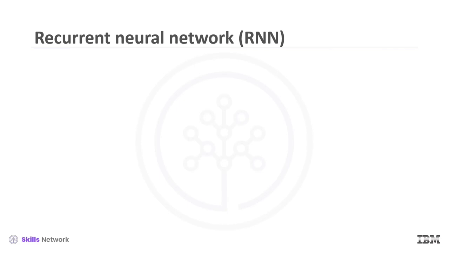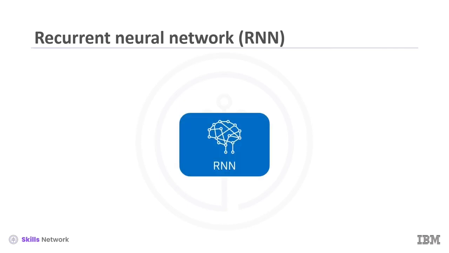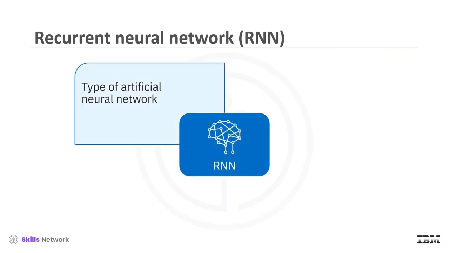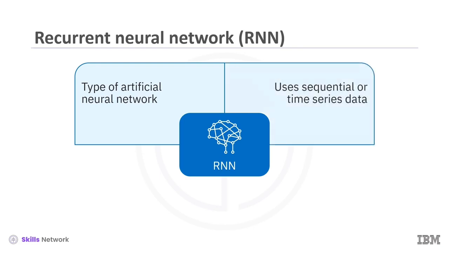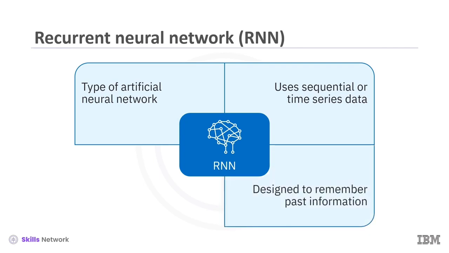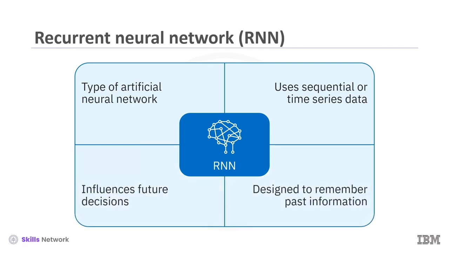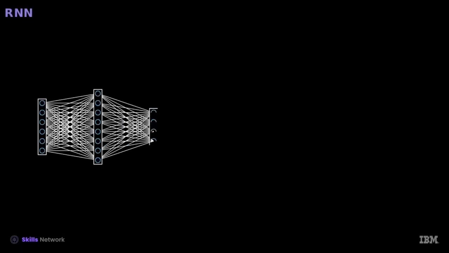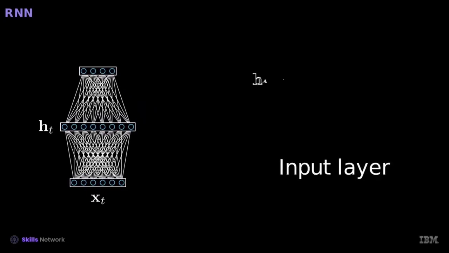Now, you'll learn about recurrent neural networks, or RNN. It is a type of artificial neural network that uses sequential or time series data. As its name suggests, RNN is designed to remember past information and use it to influence future decisions. Let's explore how a simple RNN operates. First, look at the input layer, labeled as XT. This is where your RNN receives data at each specific time step. It's akin to receiving a new puzzle piece at every moment.